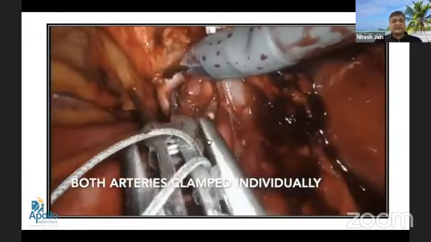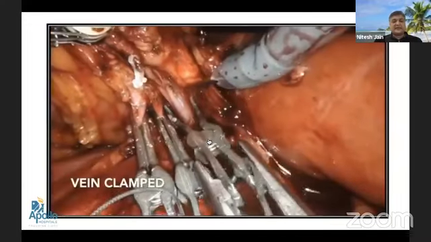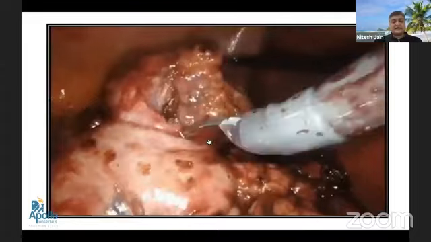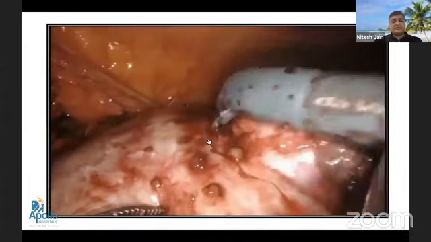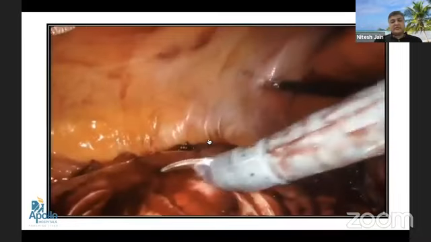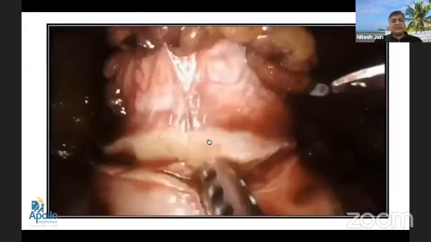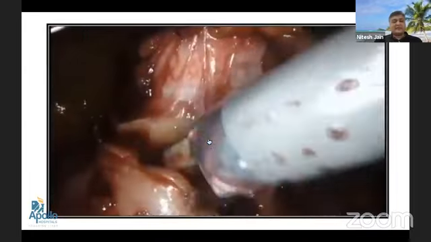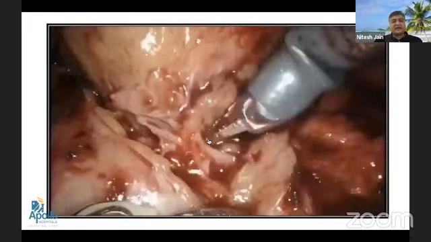The vessels, in this case, there are two arteries, both clamped separately. Since the tumor is very close to the sinus, even the vein is clamped, but you can remove the vein clamp once you do the inner layer. Many people actually remove both artery and venous clamp after doing the inner layer. So early clamp removal is possible, but it all depends on the surgeon's comfort level. I usually remove the venous clamp, not the arterial clamp.